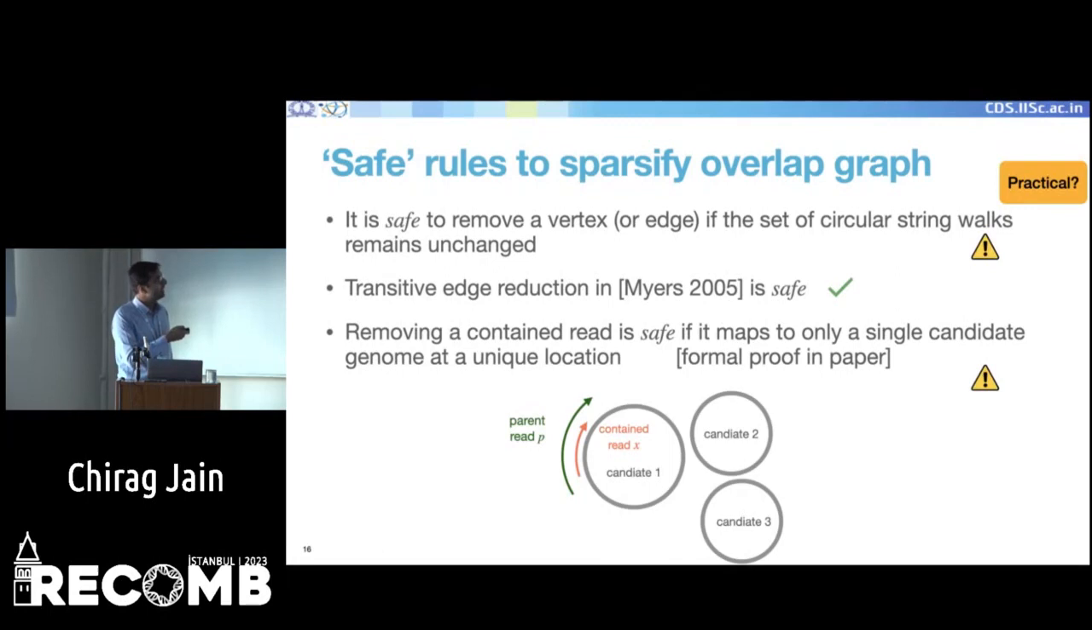Unfortunately, only the transitive edge reduction from Myers is practical among the 3, because we don't have any efficient polynomial time algorithm to implement the first and third steps. For example, enumerating all possible string walks in large assembly graphs at chromosome scale is a computationally challenging problem. So we don't have practical methods, but these are the safe rules that we have. Then we have to ask, what are the heuristics that can be implemented to get this done?